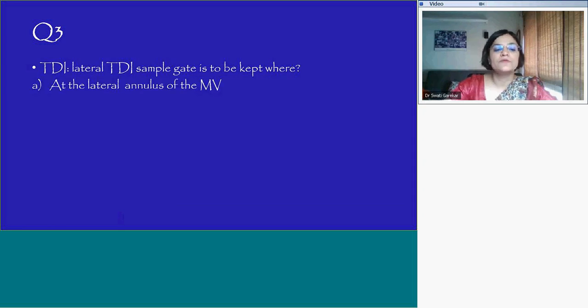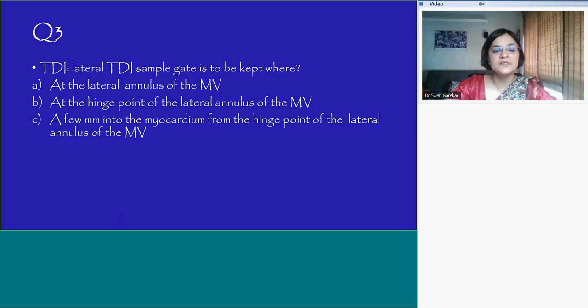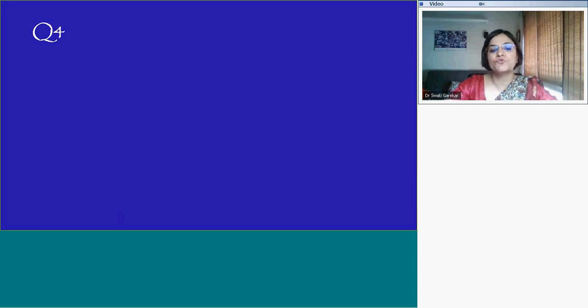With your lateral TDI sample gate, should you keep it at the annulus, the hinge point, or a few millimeters into the myocardium from the hinge point of the lateral annulus of the mitral valve? So the answer is C, correct. You have to keep it in the myocardium. You have to move along the hinge point and myocardium to get a true tracing.